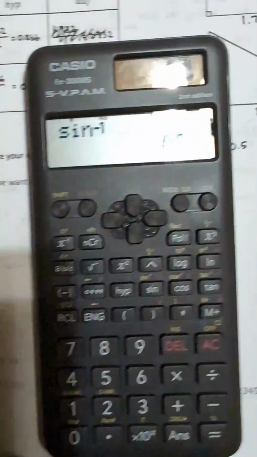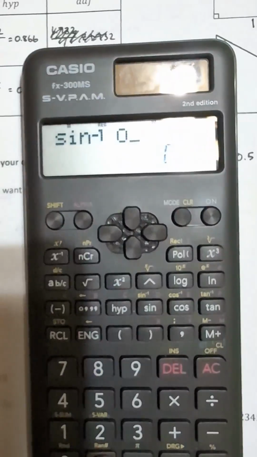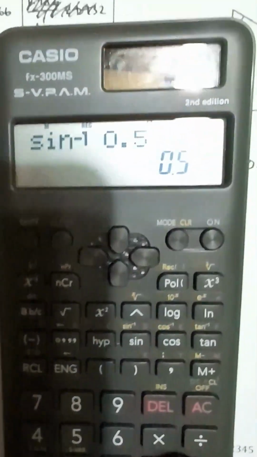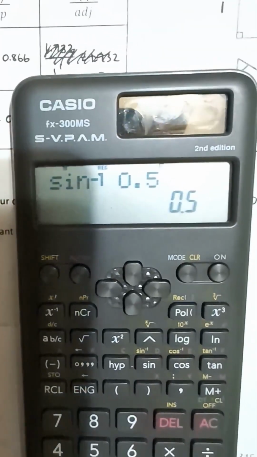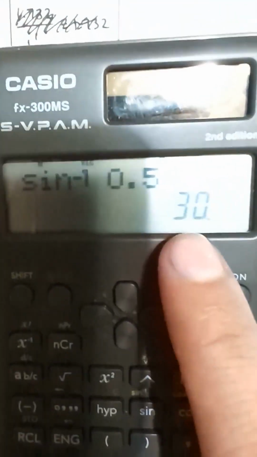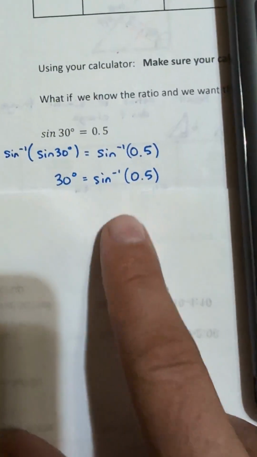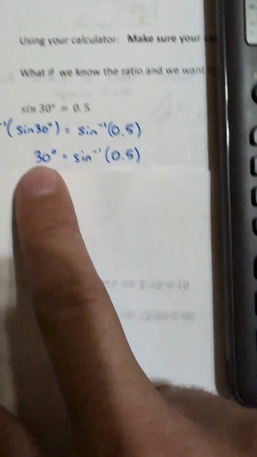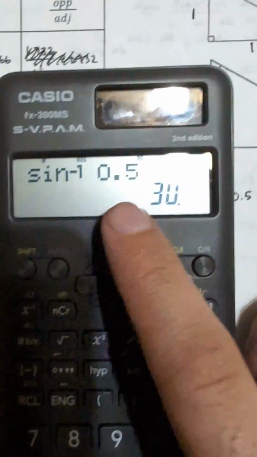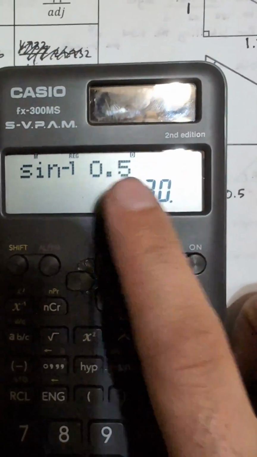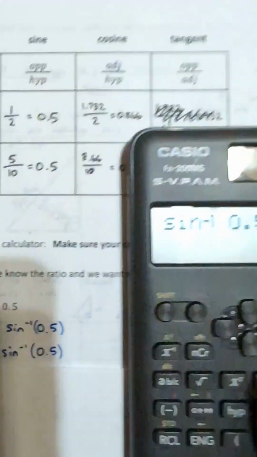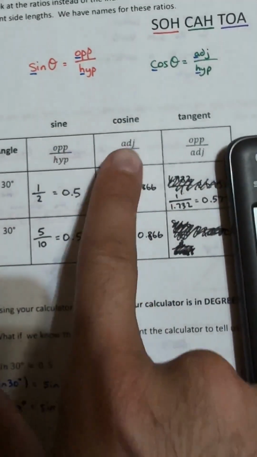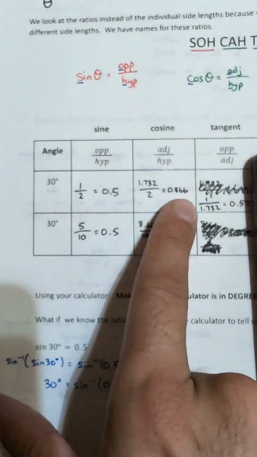And if I type in sine -1 of 0.5, oops, not minus, equals, that's equal to 30. So sine inverse of 0.5 is equal to 30 degrees. So if I give it a ratio, it knows what angle we should have. And so maybe I can check that here with the 0.866 as well.